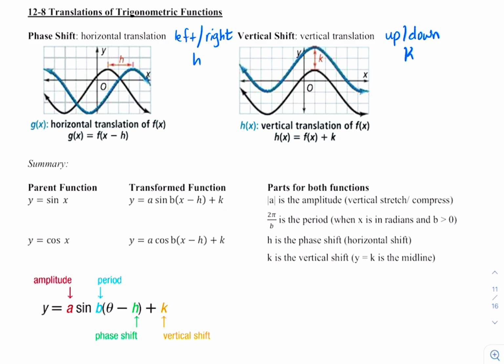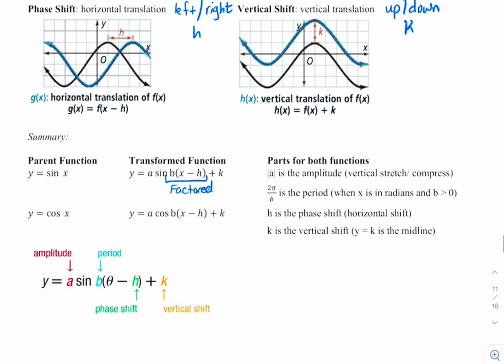Since this isn't a grouping symbol, when we take it out, we have to remember to change the sign. Whereas k is not in the grouping symbol, so we would keep whatever sign this is. Also notice in this part right here that this is factored. If it's not factored, then you will need to factor that first before you can get an accurate h value. The only difference between our sine and cosine function is what shape we are talking about. So again, this is just the same thing here with it being labeled.